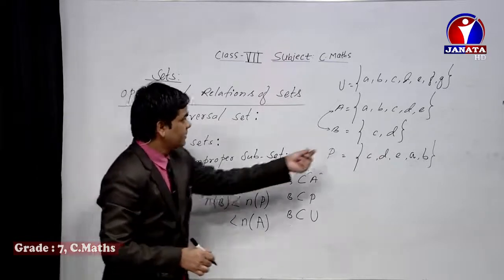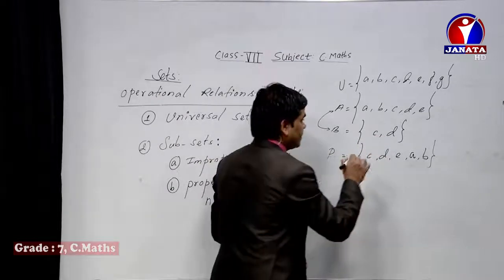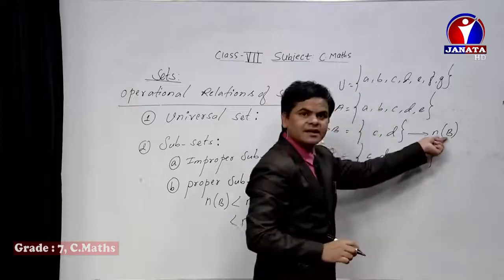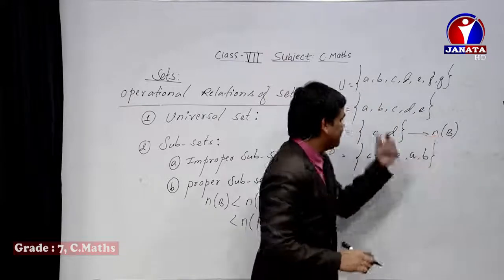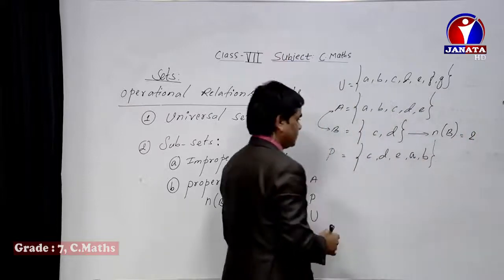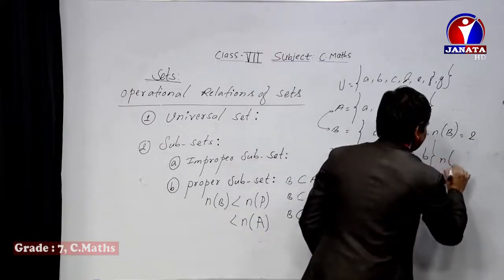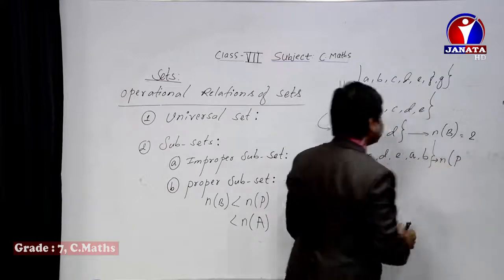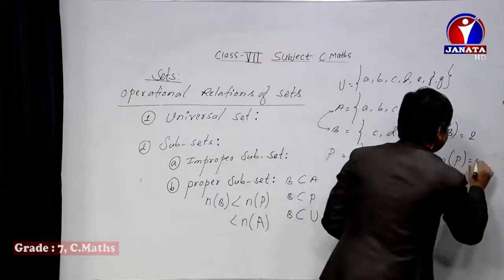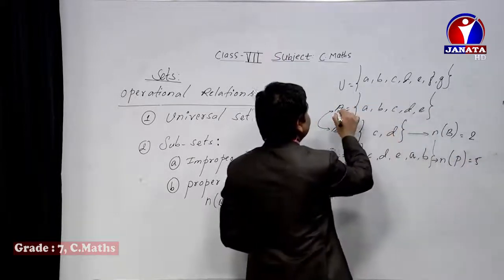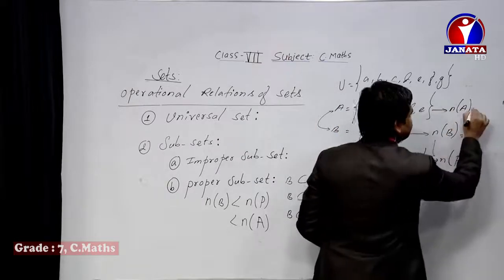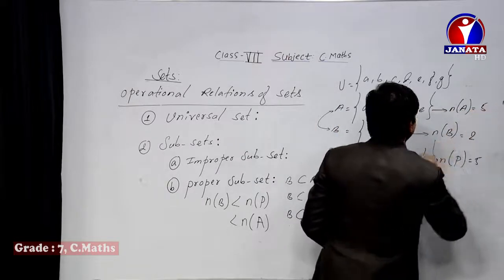How many are there? Of course, there are 2 elements. That means the number of elements contained in set B equals 2. And in case of set P, if you want to find out the cardinality, how many are there? 1, 2, 3, 4, 5. So here are 5 elements. Again, if you want to see in set A, how many elements are there? The number of elements contained in set A is again 5.